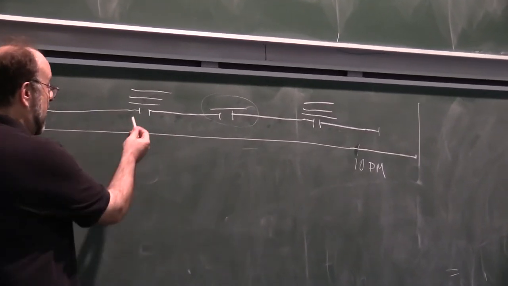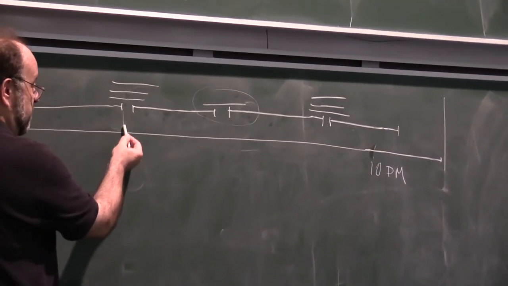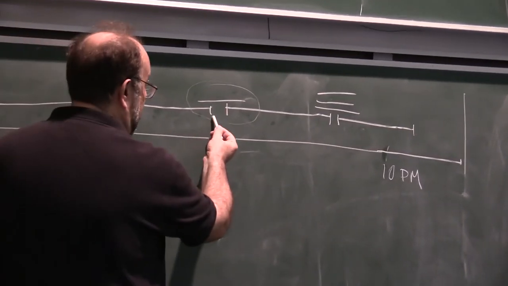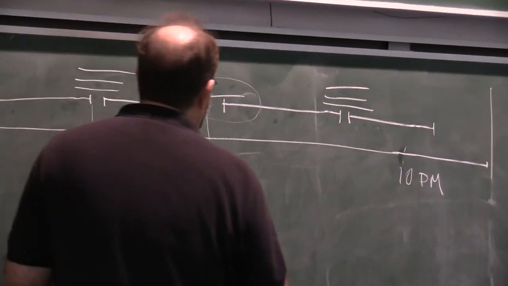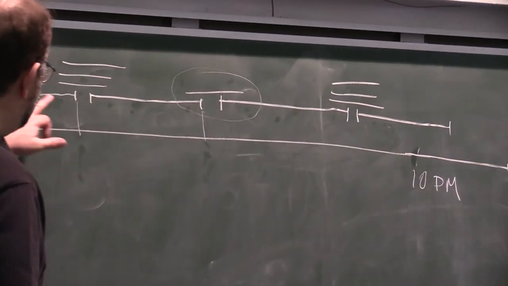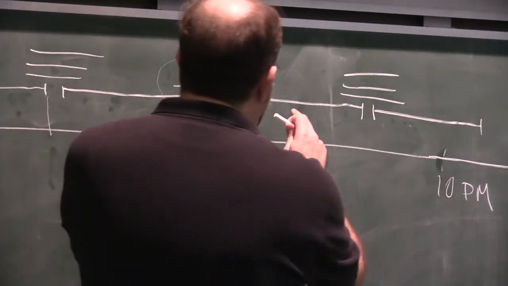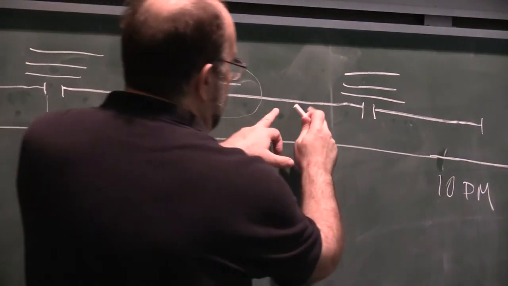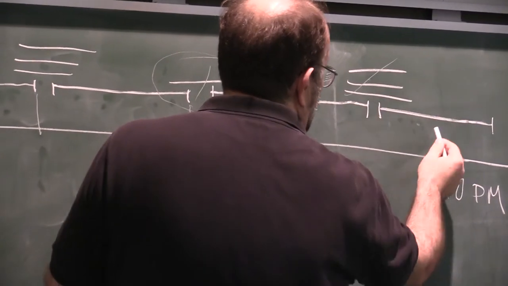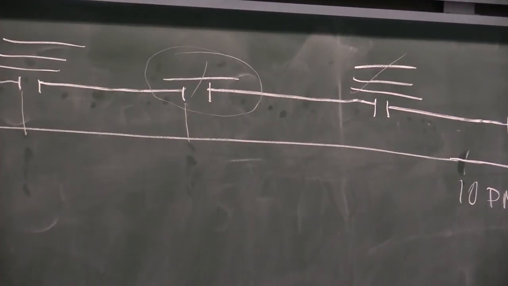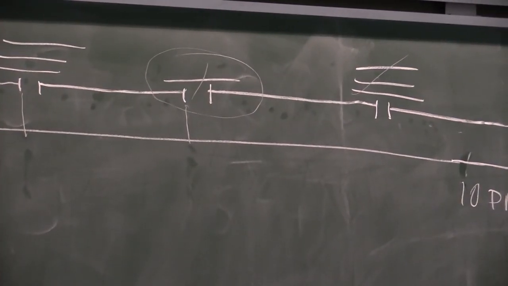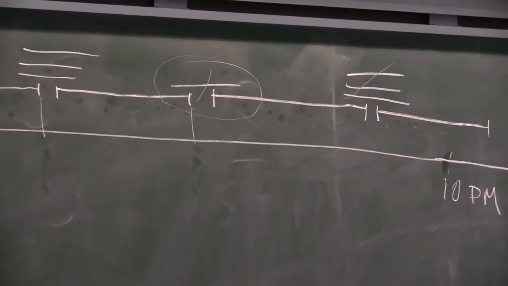But notice that our algorithm that says always pick the one that ends earliest would choose this activity, then it would rule out all of these, choose that one, it would rule out this one, choose this one, rule out all of these, and finally choose that one. So it would, in fact, find the optimal solution.